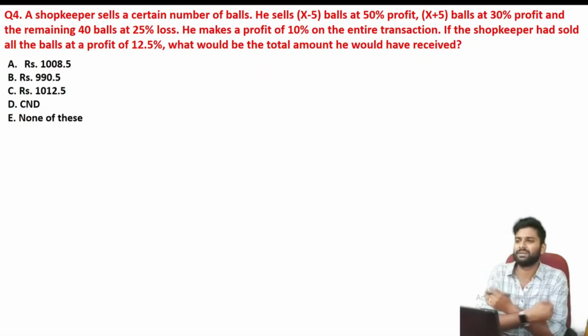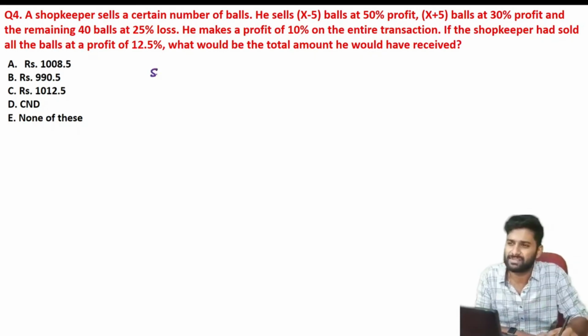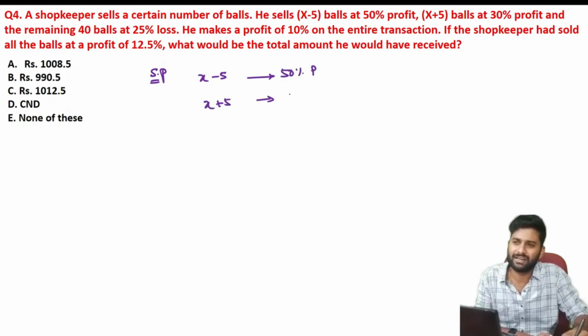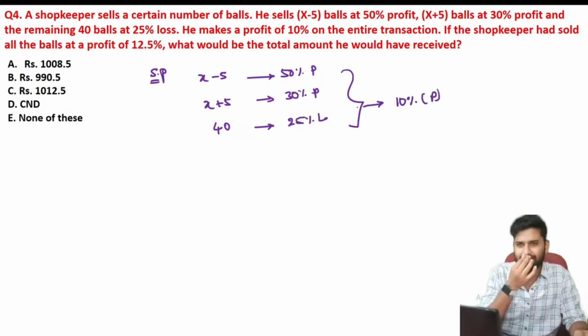Hope you understand. Guys, here, a shopkeeper sells a certain number of balls. He sells X minus 5 balls at 50 percentage. So they are talking about the selling prices, right? X minus 5 balls at 50 percentage profit, X plus 5 balls at 30 percentage profit, and the remaining 40 balls at 25 percentage loss. So he makes a total profit of 10% in the entire transaction.